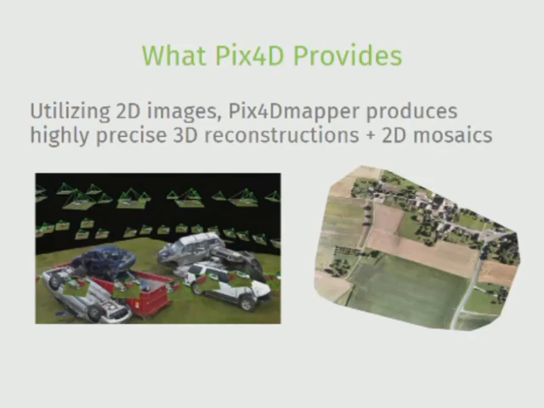In terms of what we actually do, using 2D images, Pix4D provides 2D mosaics and highly precise 3D models. You can take an image from any camera, whether that be an UltraCam, that's 340 megapixels, loaded on the bottom of an airplane, or even the camera on your cell phone. You can create very precise and accurate 3D models with any image from any camera, as long as that image is of good quality.